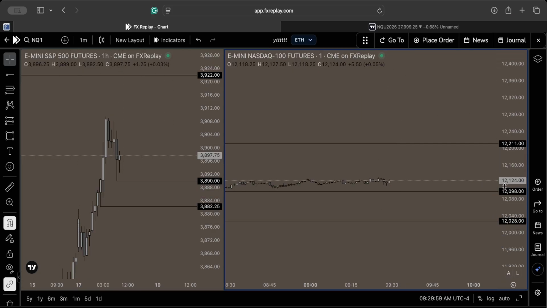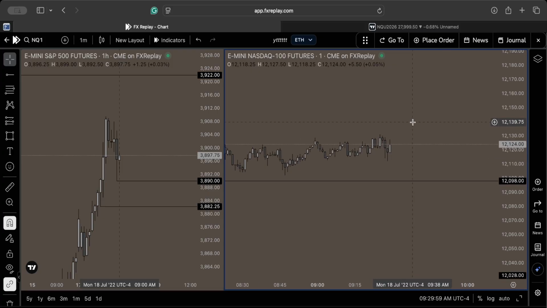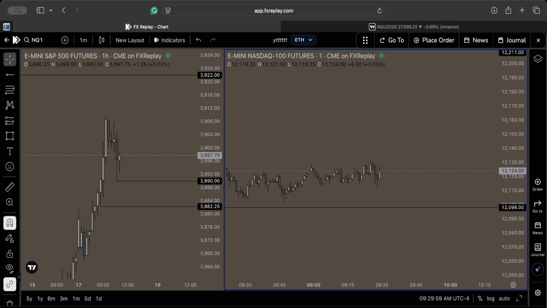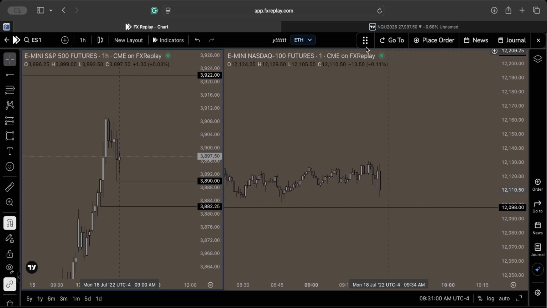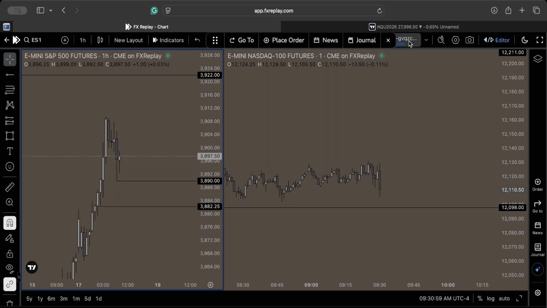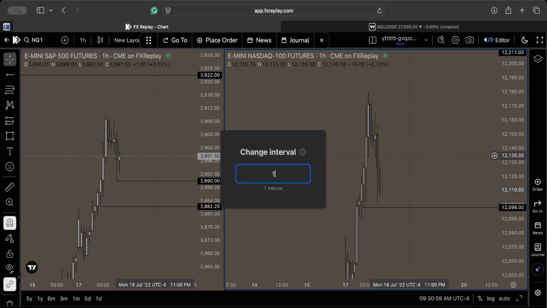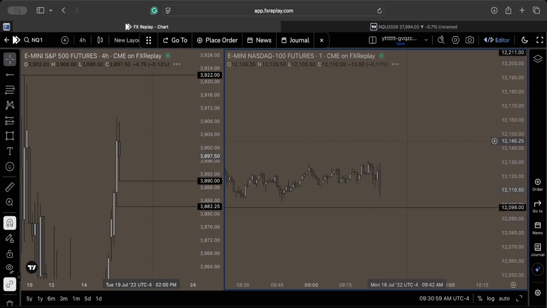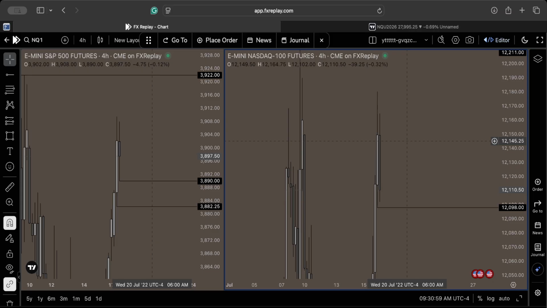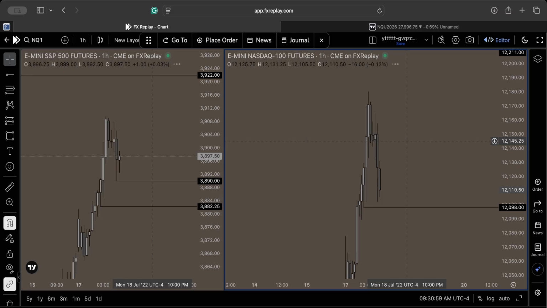So I'm going to be looking for an open low high close. See what happens at open. Wait, I'm just realizing, let me change something here. I need to turn on interval. That is what's messing me up. All right, there we go. 4 hour, 1 hour.